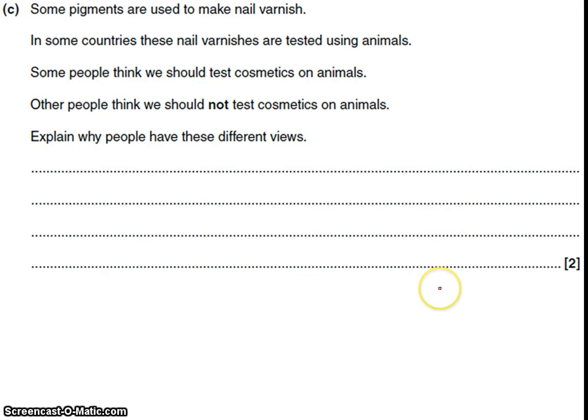Okay, so the last question on paints then changes to the topic of nail varnish, and it says that in some countries nail varnishes are tested using animals. Some people think we should test cosmetics on animals, some people think that we shouldn't. Explain why people have different views. So effectively you've got to put a plus point towards this and a negative point. The main negative point is the idea of animal cruelty. Any mention of cruelty will score you a mark.